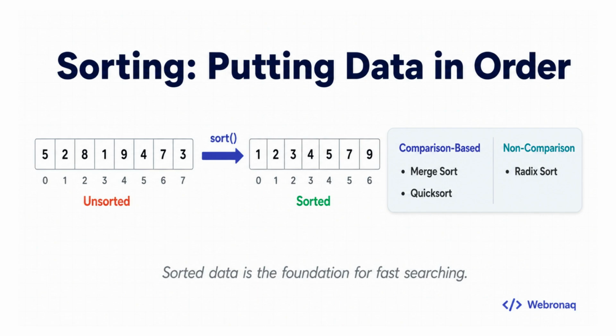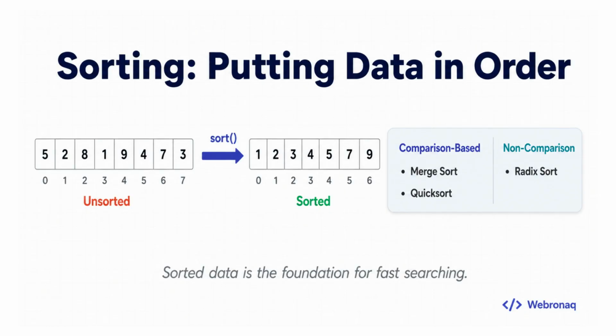Simple concept, enormous implications. Sorting algorithms fall into two broad families. Comparison-based algorithms, like merge sort and quicksort, work by comparing elements directly. Non-comparison algorithms, like radix sort, exploit the internal structure of the data itself to sort without direct comparisons, which can break through theoretical lower bounds in specific cases.